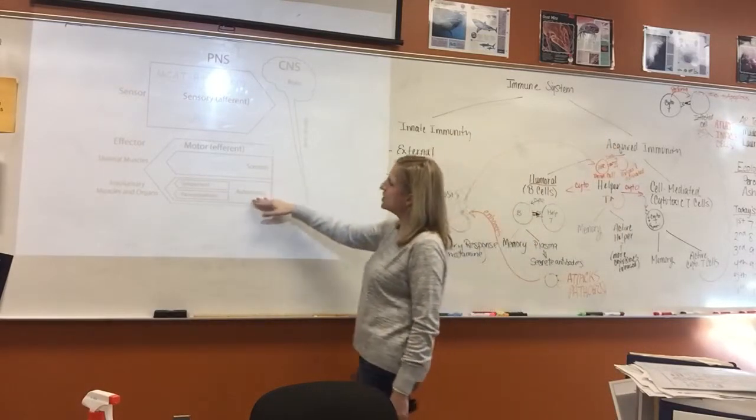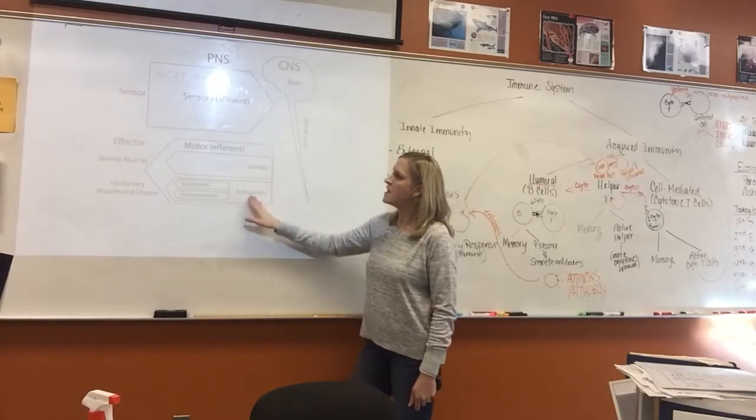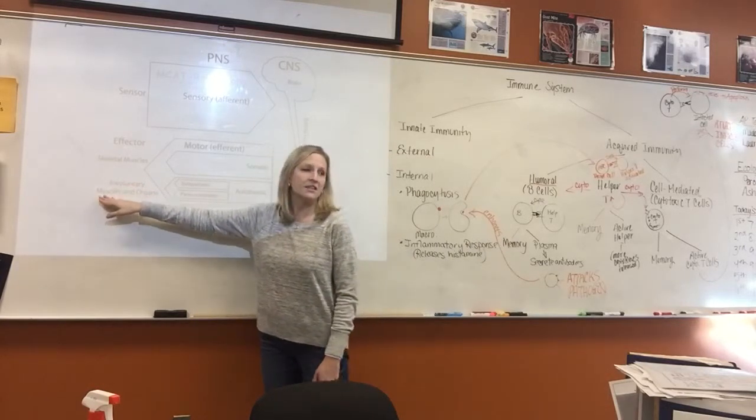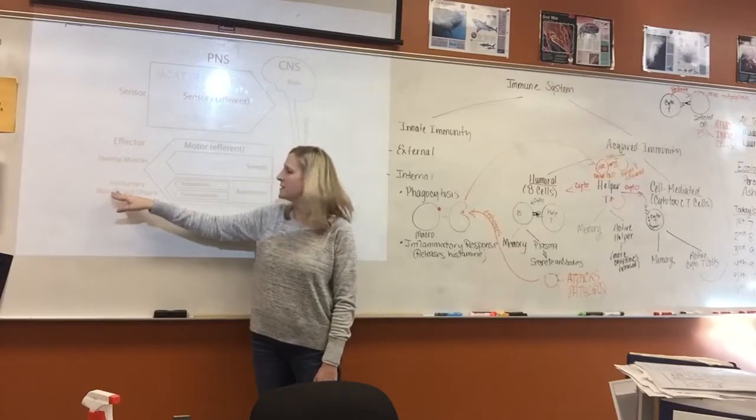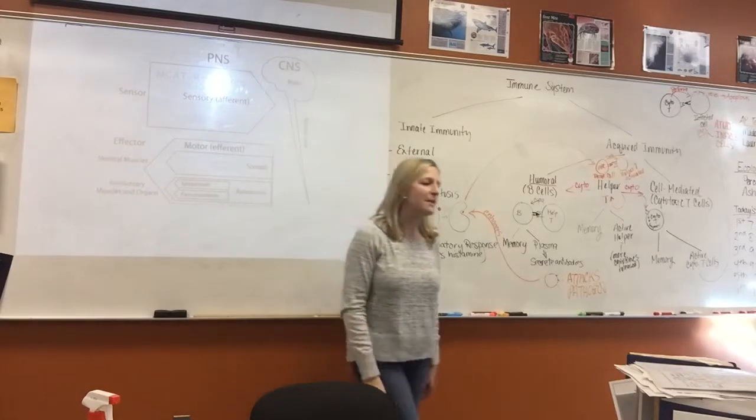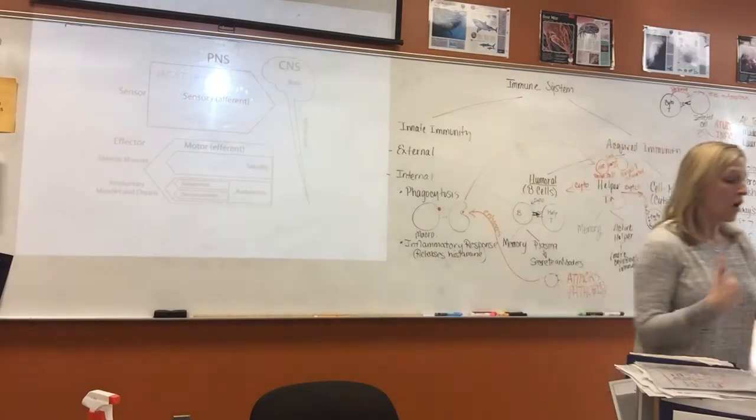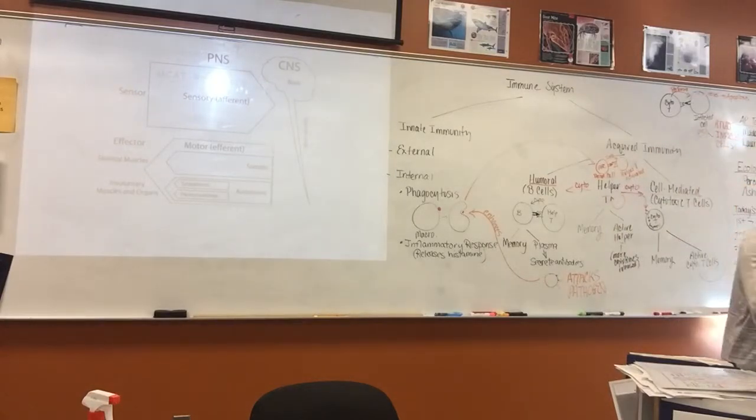And so the autonomic nervous system is involuntary. So involuntary muscles and organs. What does that mean, involuntary muscles? Skeletal muscles are just one type of muscle. We actually have two other types of muscle. The first type is the muscle of your heart. We call that cardiac muscle. And we can't control that. We can't decide our heart's going to beat faster or slower.